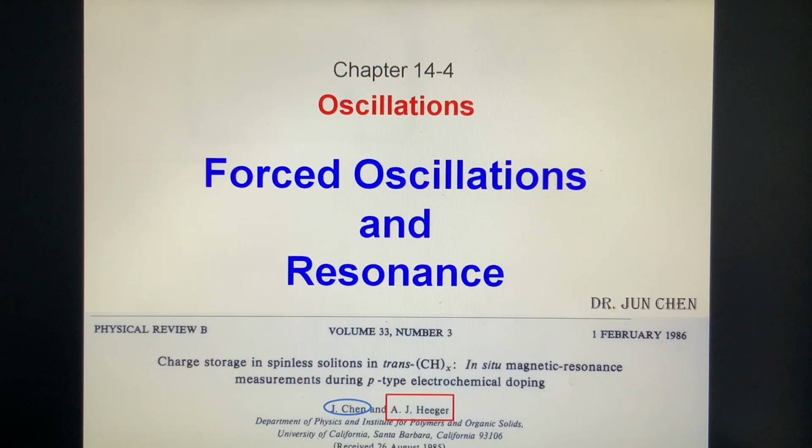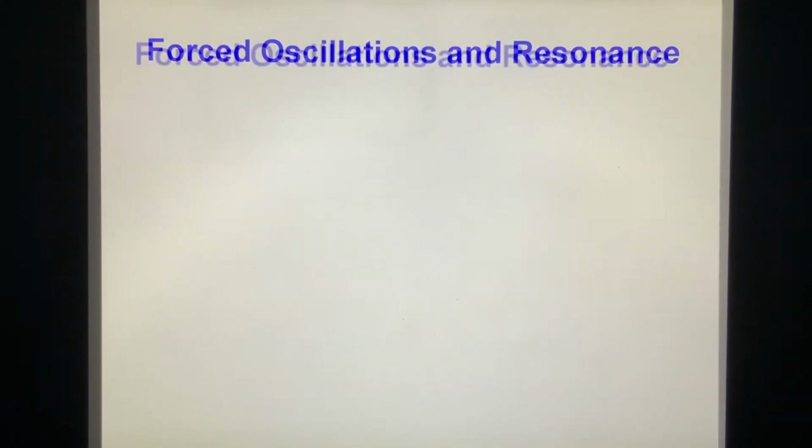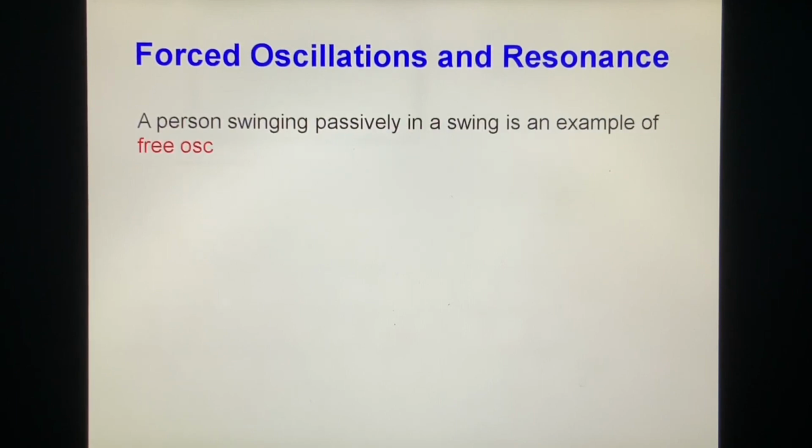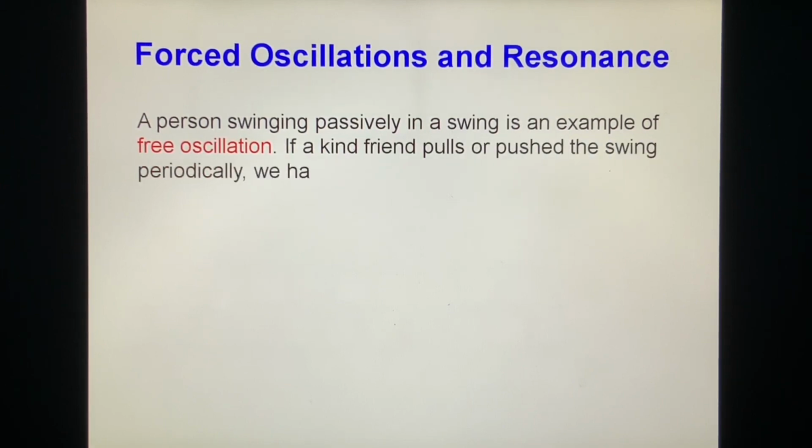Forced oscillations and resonance. A person swings passively in a swing is an example of a free oscillation. If a kind friend pulls and pushes the swing periodically, we have forced or driven oscillations.